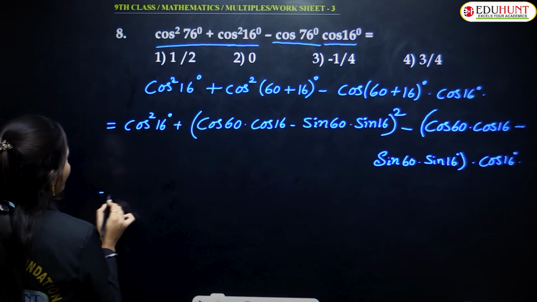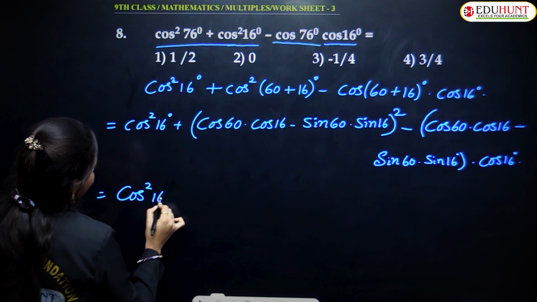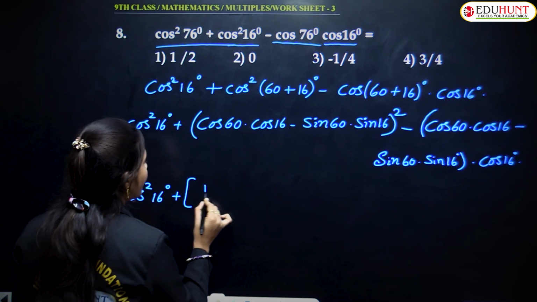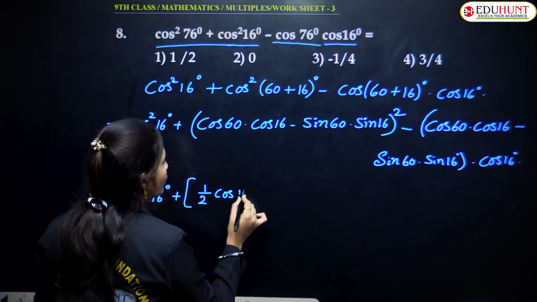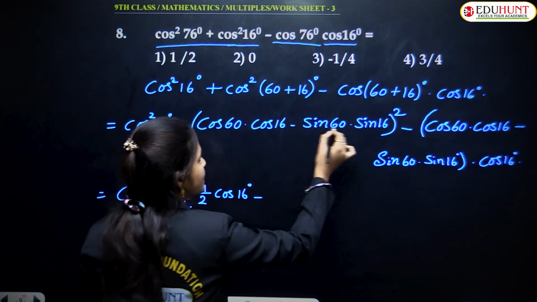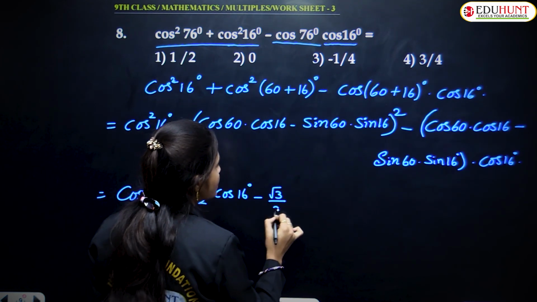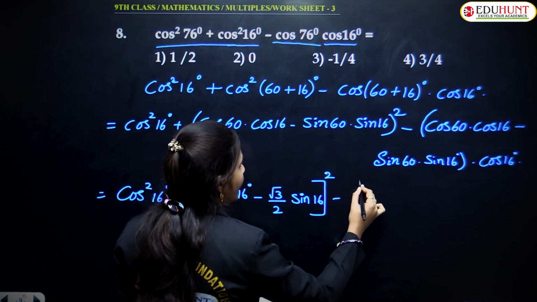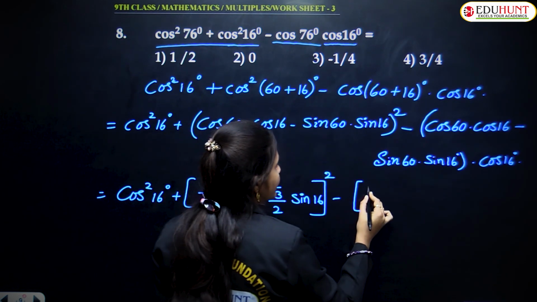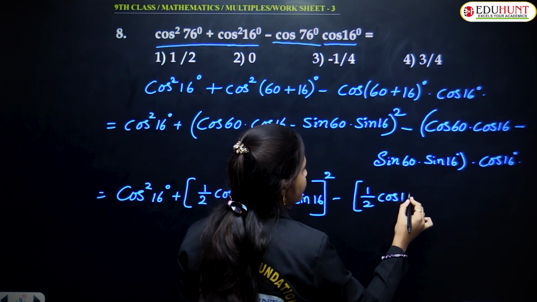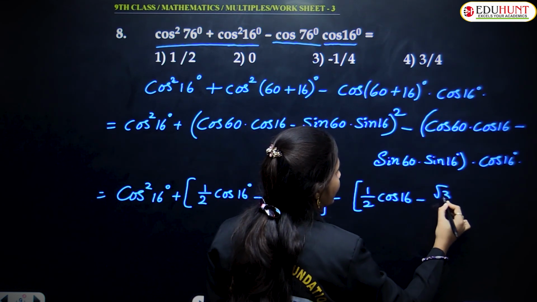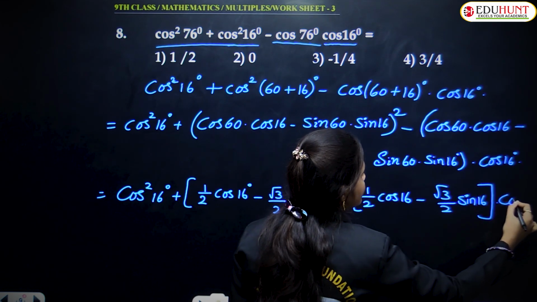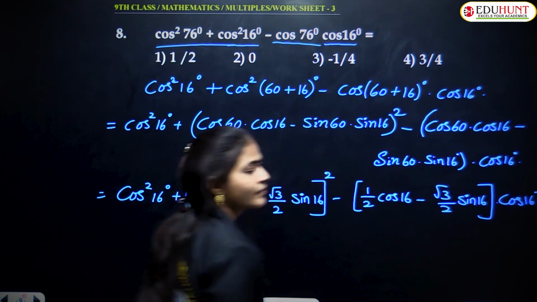Now here cos square 16 degrees plus, we know that cos 60 degrees is equal to 1 by 2. So 1 by 2 cos 16 degrees minus sin 60 degrees, which means root 3 by 2 sin 16, whole square, minus of cos 60 degrees, that is 1 by 2 cos 16 minus root 3 by 2 sin 16, into cos 16 degrees. Clear?